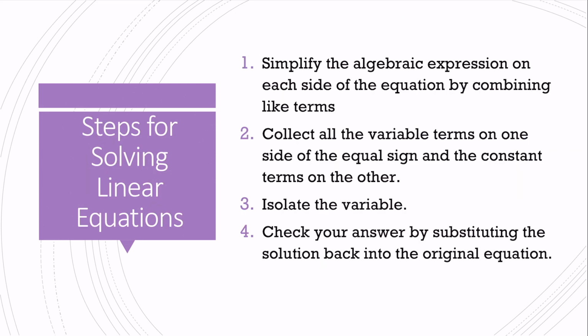So what are our steps for solving linear equations? Well, our first step is going to be to simplify the expression on each side by combining like terms. We want to get all of our variables together on one side, and we want to get our constants on the other. I typically will be getting my variables on the left-hand side and my constants on the right, but that's just me. You could do it either way.